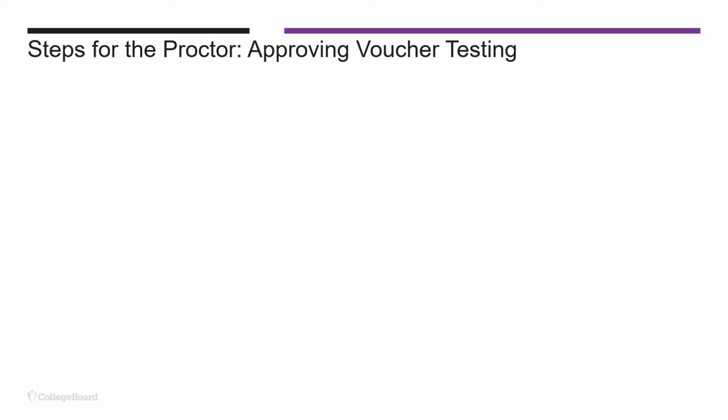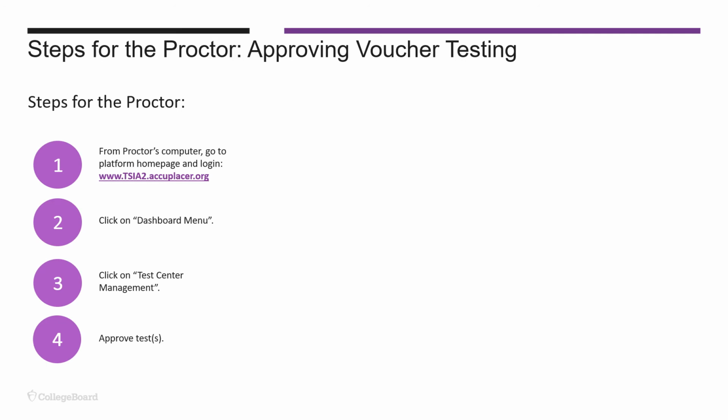This slide shows the steps for the proctor when using vouchers. Steps for the proctor. Number 1, from the proctor's computer, go to the platform homepage and log in to www.tsia2.accuplacer.org. Number 2, click on Dashboard menu. Number 3, click on Test Center Management. Number 4, a list of students who are waiting for approval will appear on the bottom of the screen.